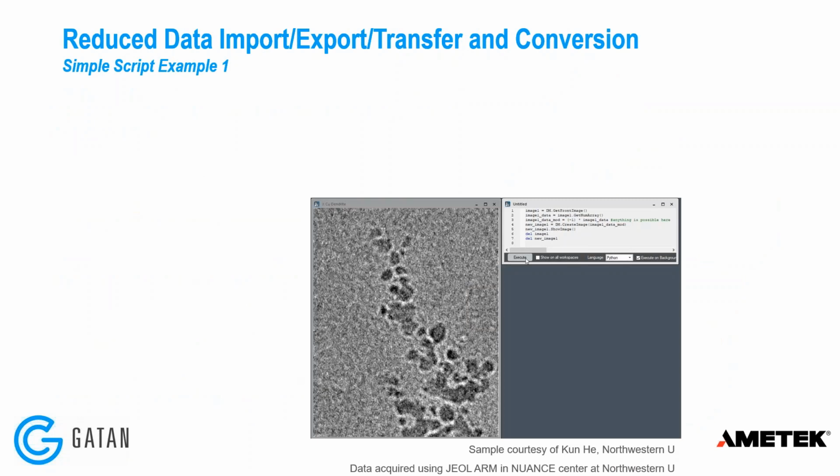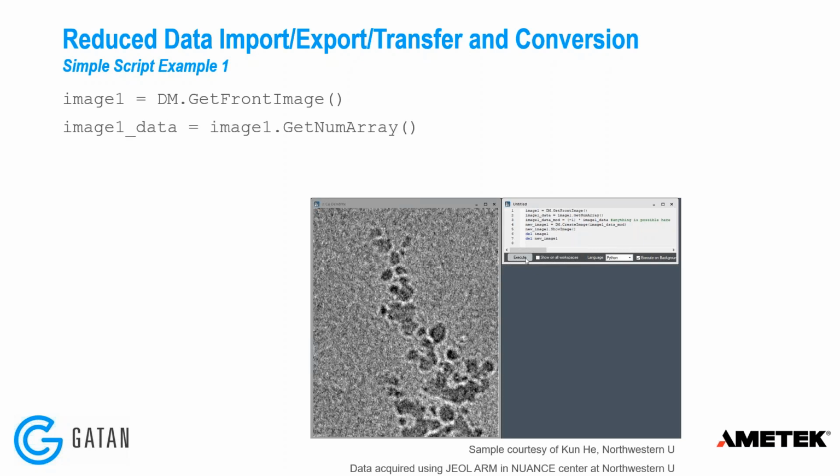So the first script example that I want to show is a simple one, and I'm going to go through this actually line by line and show how having Python scripting within GMS is going to enable us to reduce the amount of import and export and data transfer and data conversion. We can very easily get the raw data out of any image or data set that we see in GMS. So the first command that I have here is just to get the front image. So whatever is displayed in front in GMS, I'm going to get that image.